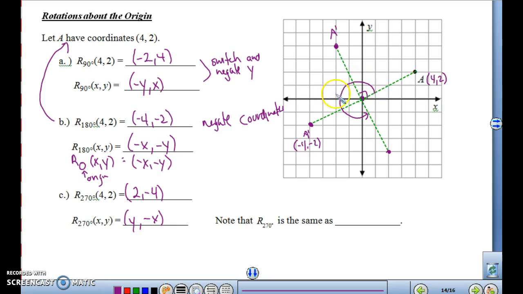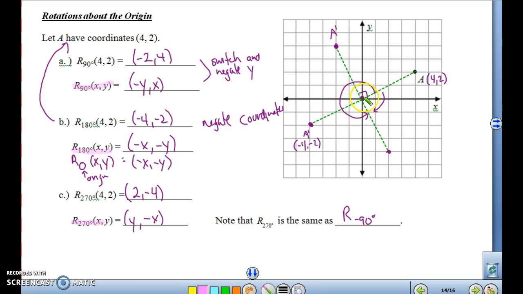Now, if you went 270 degrees counterclockwise, which is positive, how much would you have to go negative? It would be the same as rotating negative 90 degrees. So when you see rotations, it's very important to know your rules. If you know rotation of 90 and rotation of 180, those are very, very important. 270 you can figure out based on those, but you need to know your rules. So that is the rotations about the origin.